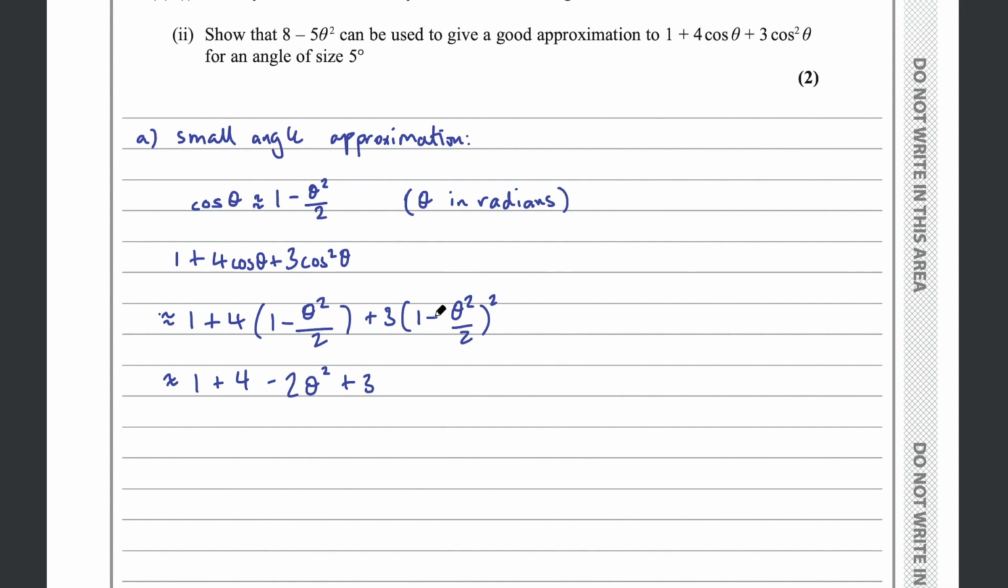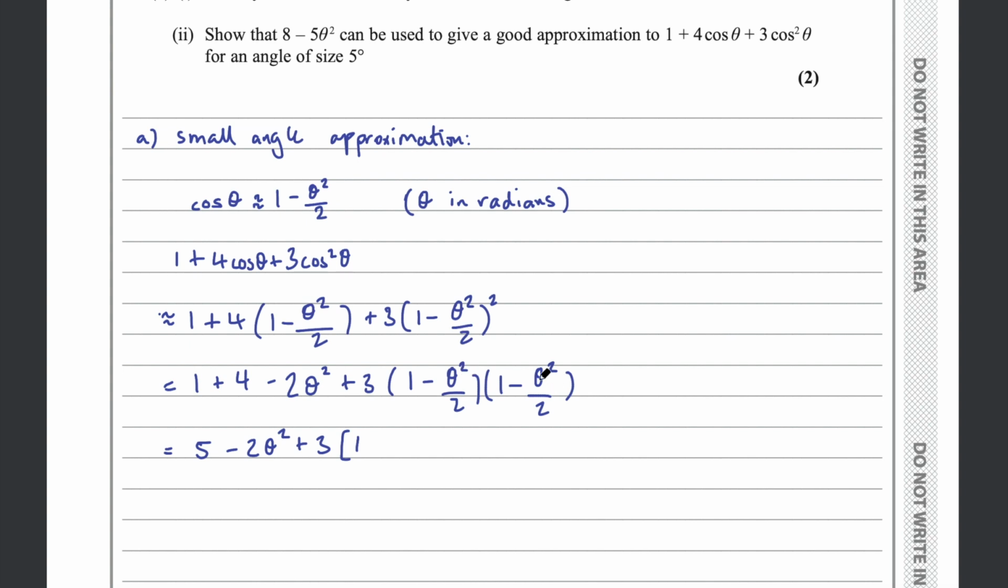Plus 3, and now we need to expand these squared brackets. So this will be 1 take theta squared on 2 times 1 take theta squared on 2. And we can use FOIL to expand those out. So this is equal to, I didn't need that approximation there actually. So when we say approximately equal to in the first line, then we can just write an equal sign. So now expand these brackets out. So 1 plus 4 is 5. Take 2 theta squared plus 3 multiplied by, using FOIL, as I said, 1 times 1 is 1.